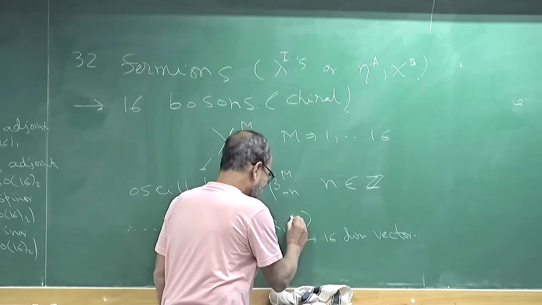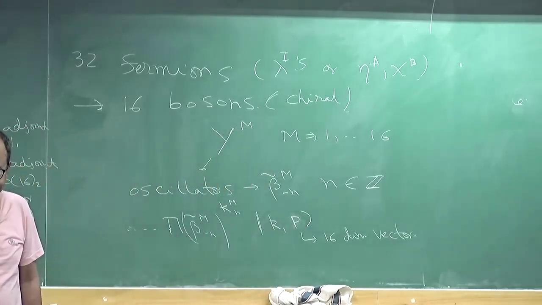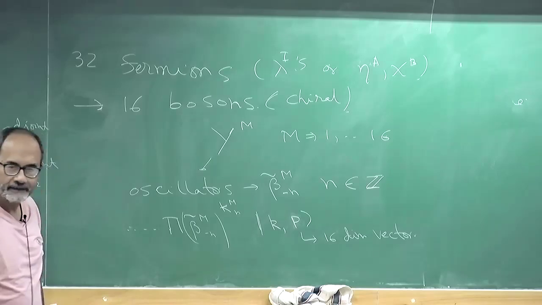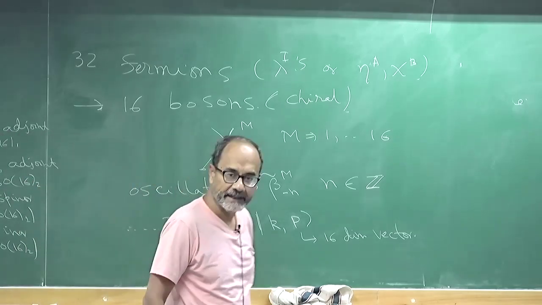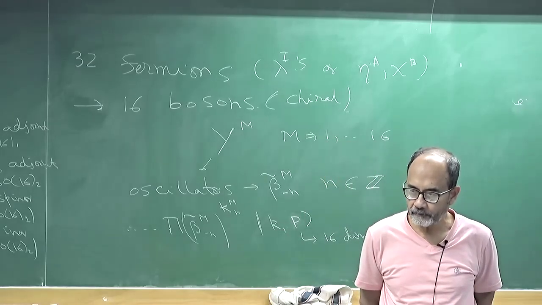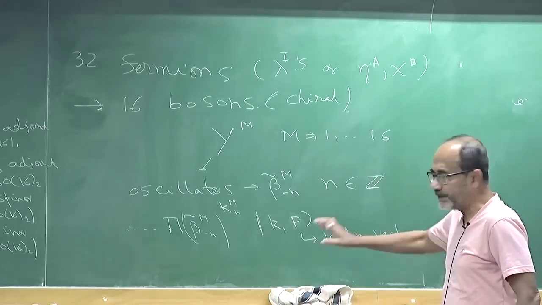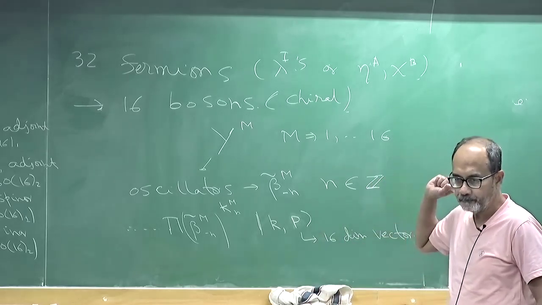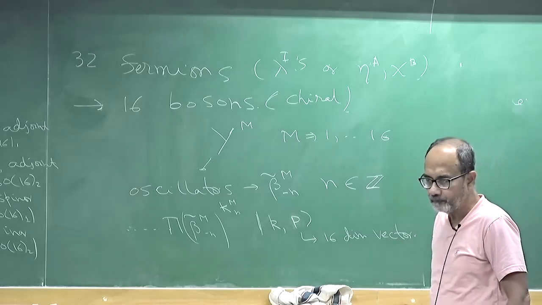Capital P. Okay, fine. P, a 16-dimensional vector. This is the zero mode momentum of Y^M. And now we basically specify what the allowed values of P are, what possible values P can take.